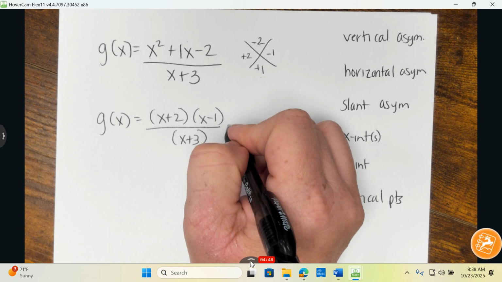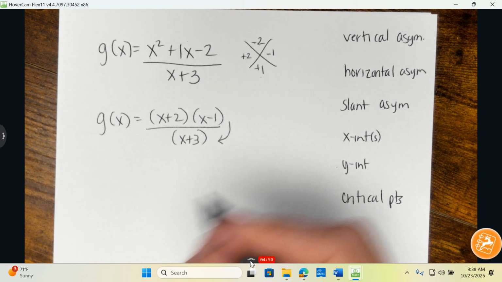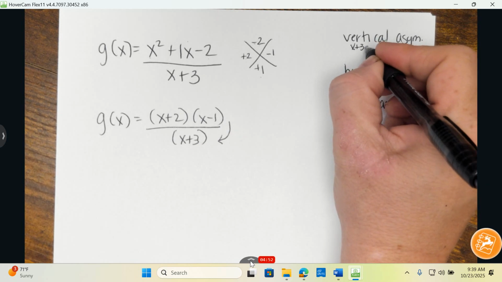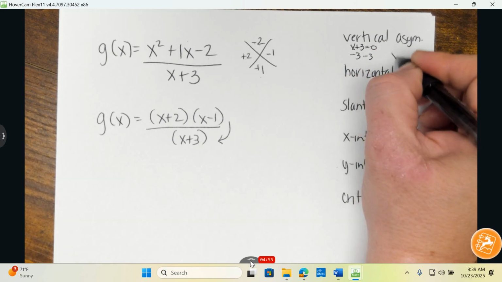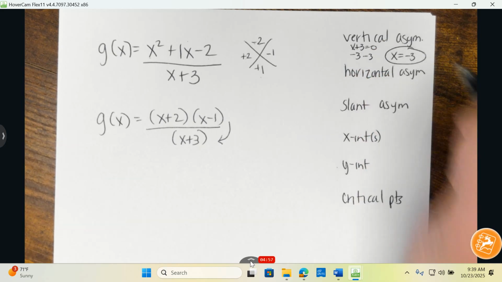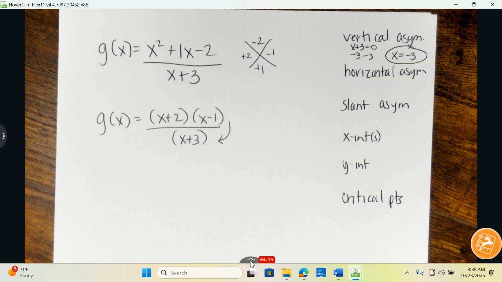Okay, the vertical asymptote always comes from the denominator. So if I take x plus 3 and I set it equal to 0, and I solve, I get an equation of x equals negative 3. That will have to be evident on my graph.